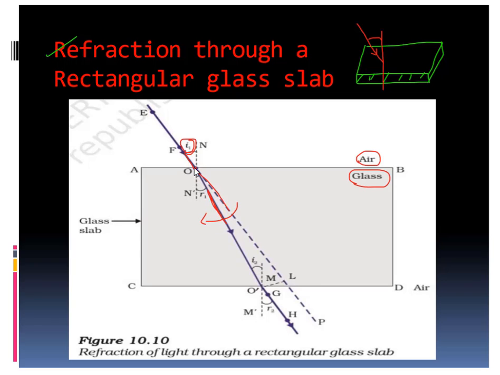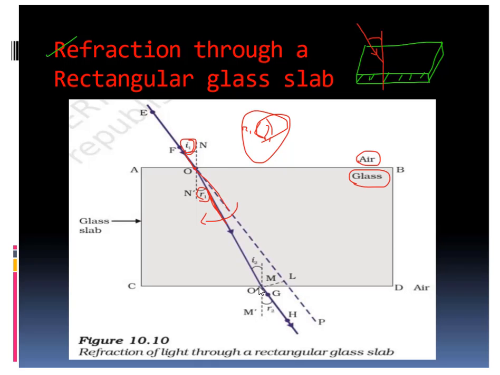Now this is the incident ray, this is the refracted ray. Now this is the angle of refraction R1, where in this case R1 is less than I1. Here R1 is less than I1. So here this refracted ray, angle of refraction is less than angle of incidence.